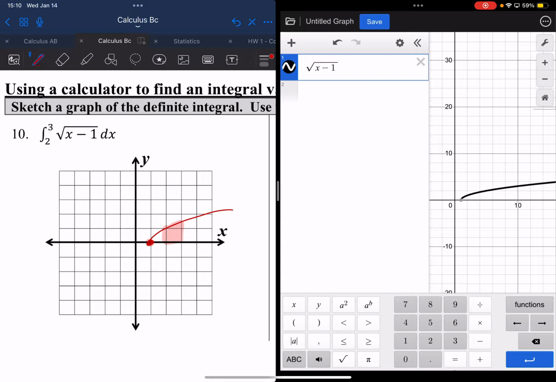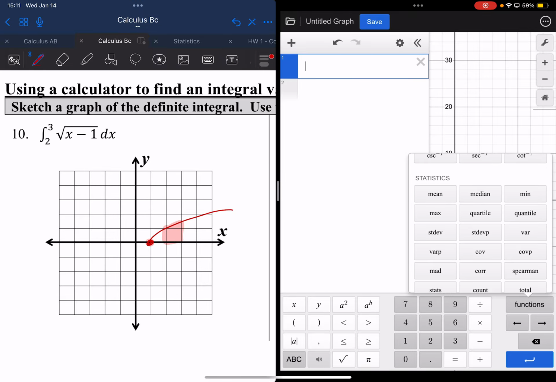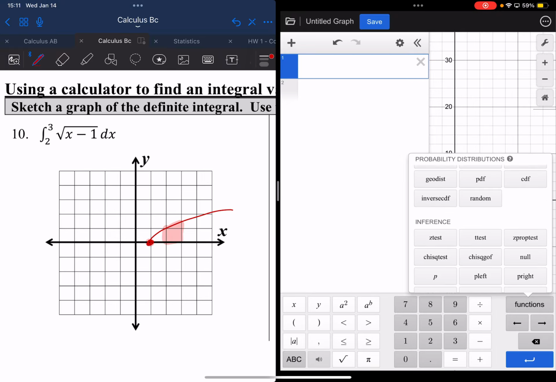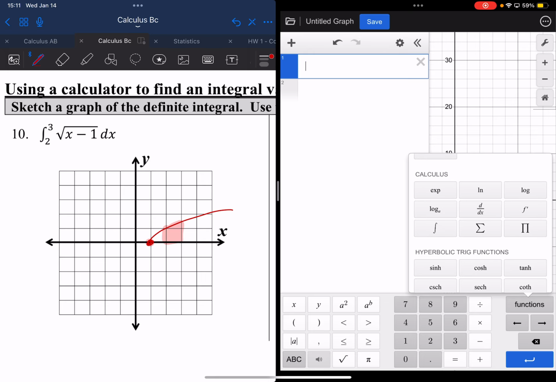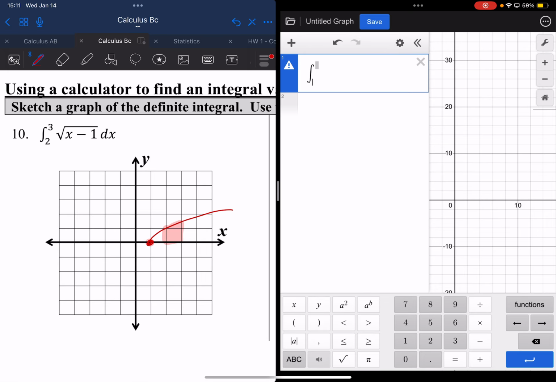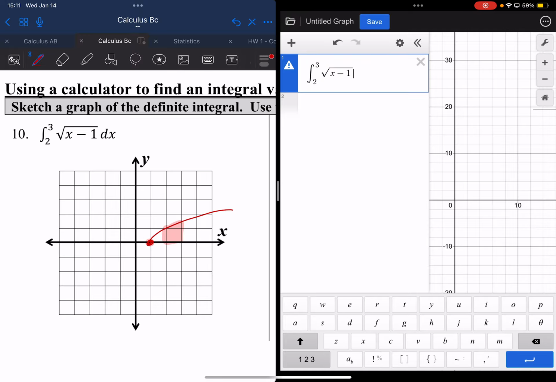Since we have access to Desmos, I can go to Functions, scroll down to Statistics, click on the integral, and then put in the bounds, so from 2 to 3. Then I'm going to write my function, again the square root of x minus 1. And what do I have to remember to always include? Dx, because notice it doesn't give me an answer unless I put dx.